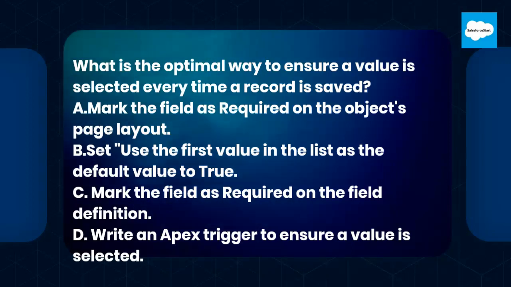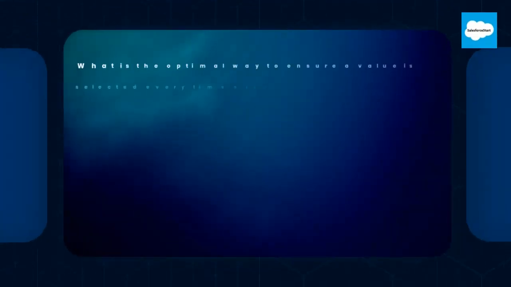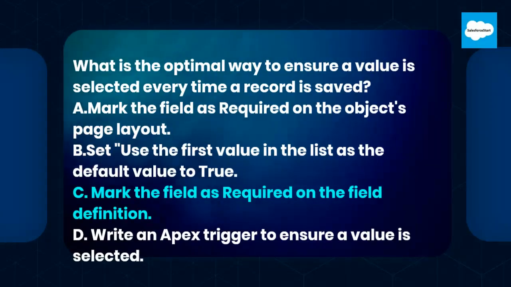A. Mark the field as required on the object's page layout. B. Set use the first value in the list as the default value to true. C. Mark the field as required on the field definition. D. Write an Apex trigger to ensure a value is selected. The answer is option C. Mark the field as required on the field definition.